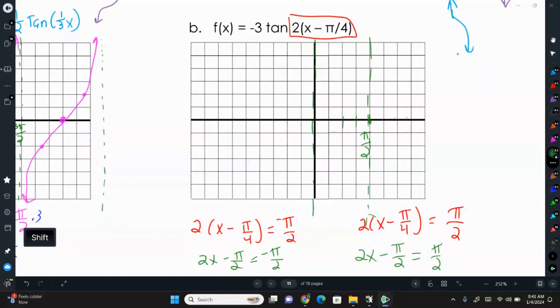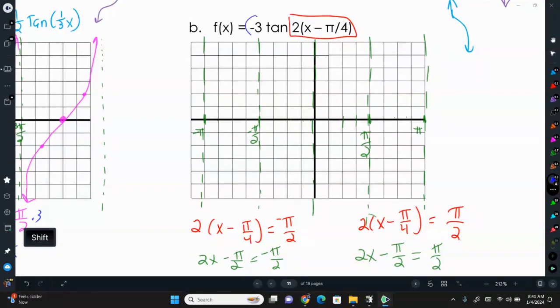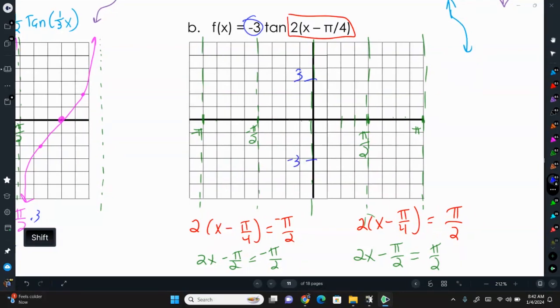So 1, 2, 3, 4, this will be pi. We're going to have an asymptote. Then if we go backwards 4 marks, 1, 2, 3, 4, that'll be negative pi over 2, and we have an asymptote. 2, 3, 4, negative pi, and we're going to have an asymptote. Then we have 3 and negative 3 for our y coordinates.